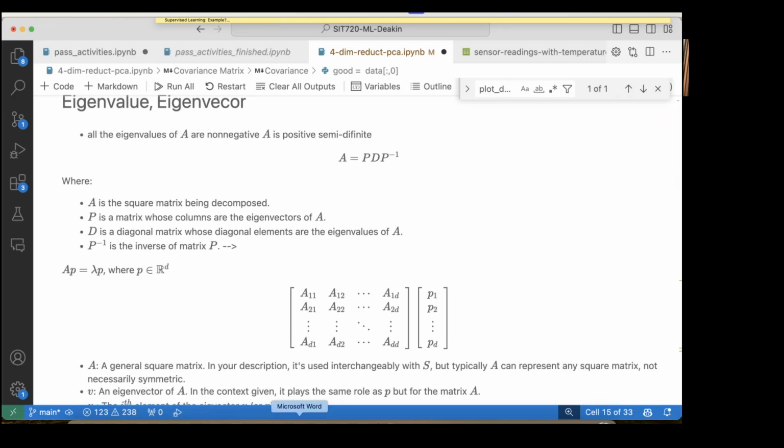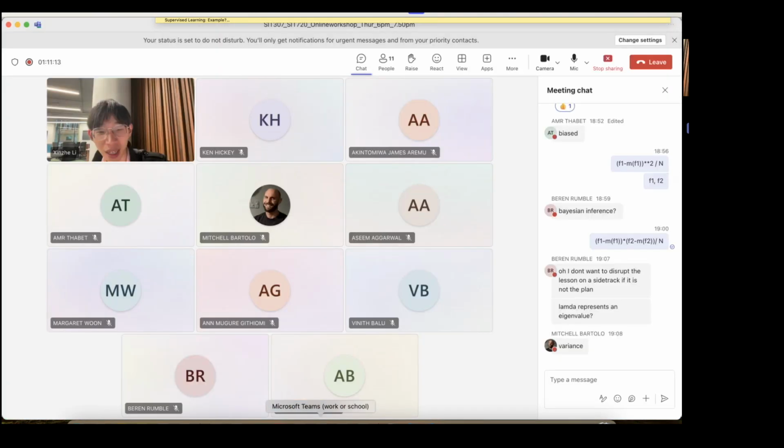It is called eigenvalue, yeah. Okay, so I think no one can give me variance. Yeah, Mitchell, what kind of variance? Variance is calculated on a feature. So what kind of feature?